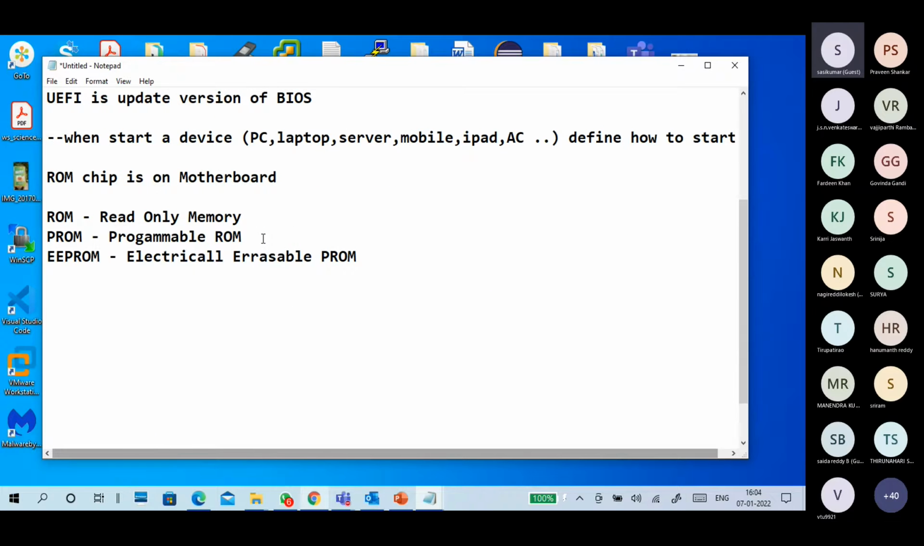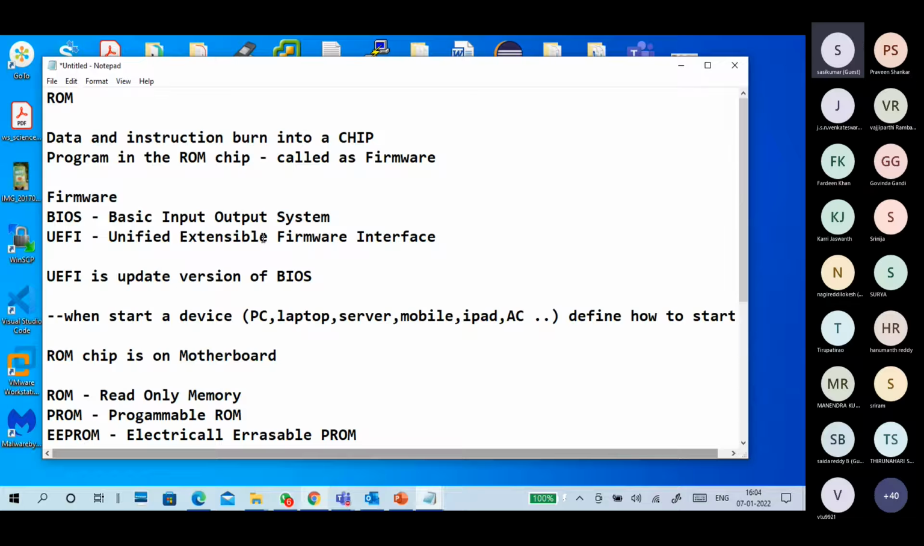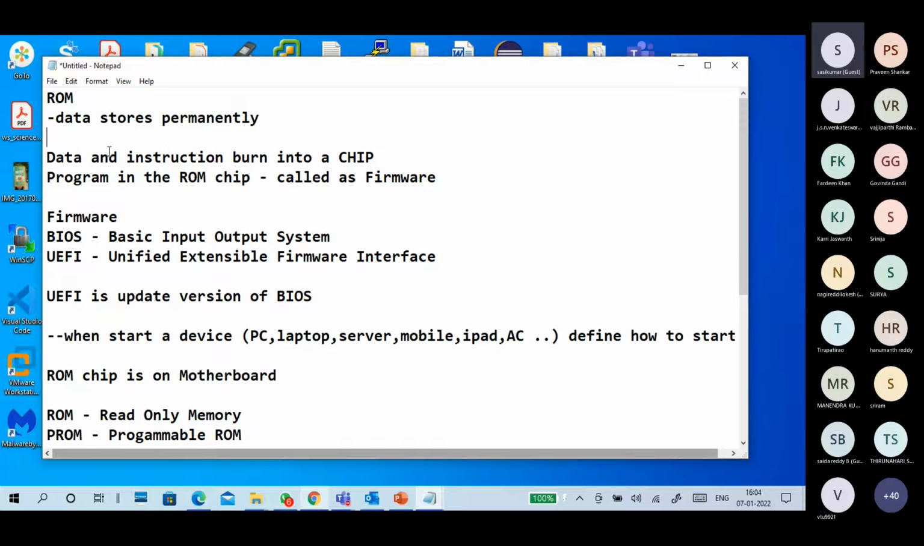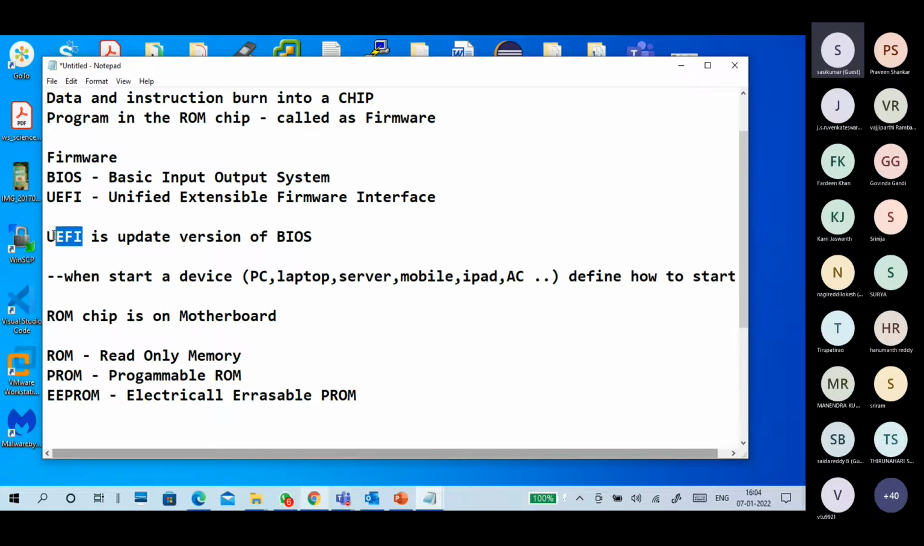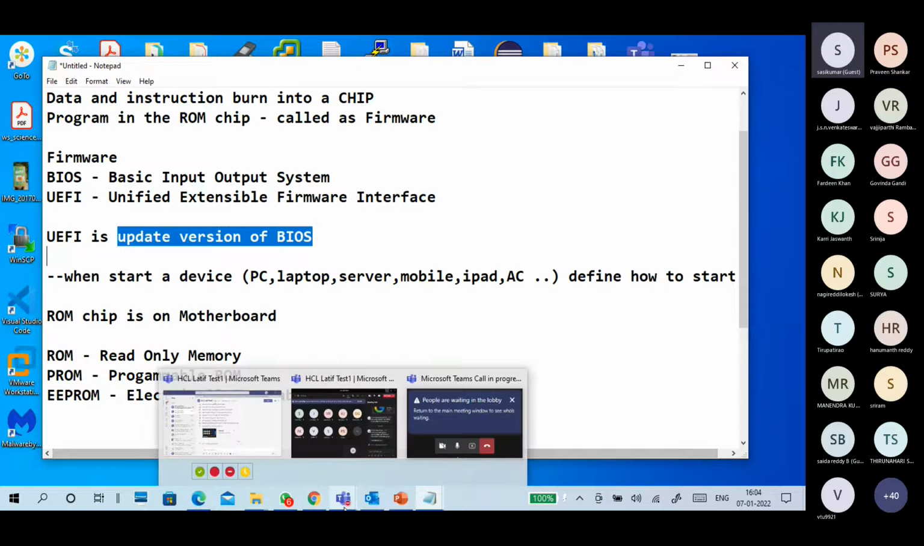But remember, guys, ROM, read-only memory, is permanent memory, data stores permanently. Data or instructions are burned into the chip directly. So it is a read-only chip type. Once it is done, it is readable only. Whatever the program inside of this chip, we call it firmware. Different types of firmware are there nowadays, BIOS and UEFI. UEFI is nothing but an updated version of your BIOS.